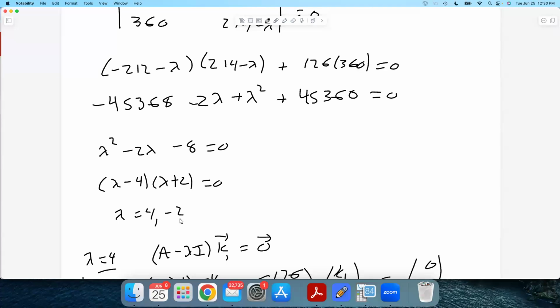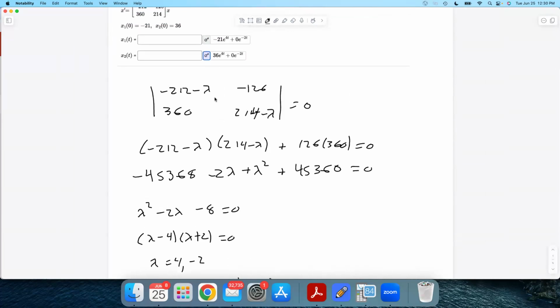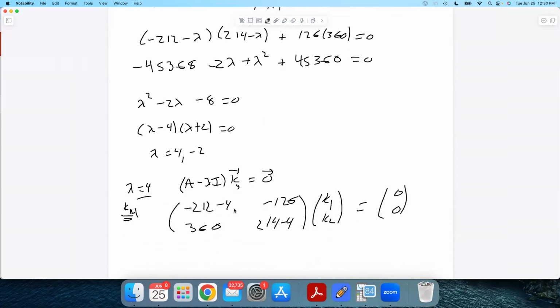Now we've got to find the eigenvectors that go with them. So for lambda equals 4, I called this k sub 4 there. We want A minus lambda I times k sub 4 equals the 0 vector. So what that means is we take our original matrix, only we have a matrix instead of a determinant. We plug in that lambda value. So I went negative 212 minus 4 and 214 minus 4. Subtract 4 along the main diagonal times this vector equals 0, 0.